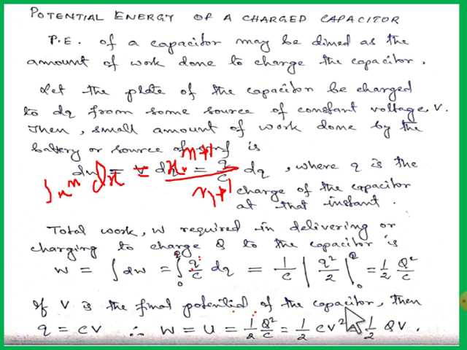To remember this, I will tell you one mnemonic. In mechanics, kinetic energy is half mv squared, when a body of mass m is moving with velocity v. In the case of a capacitor, you just take it as half CV squared. If you remember this, then you can derive the different formulas using Q equal to CV.